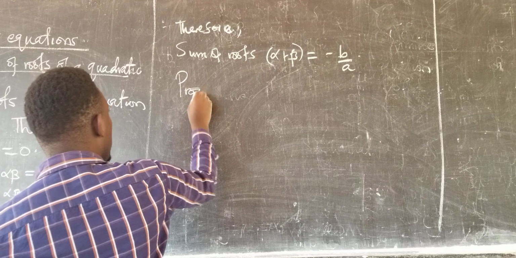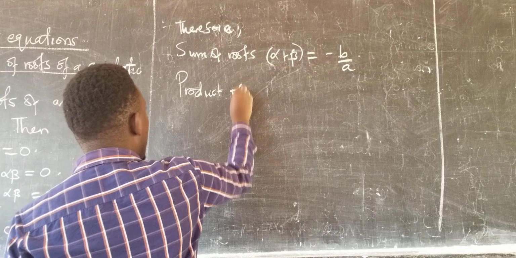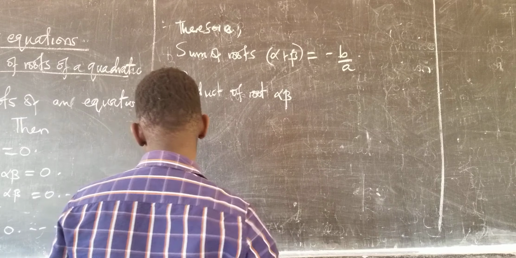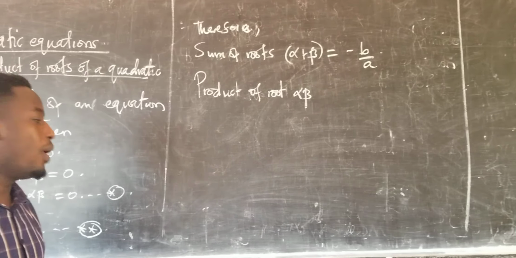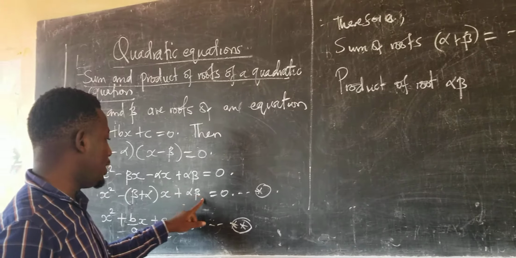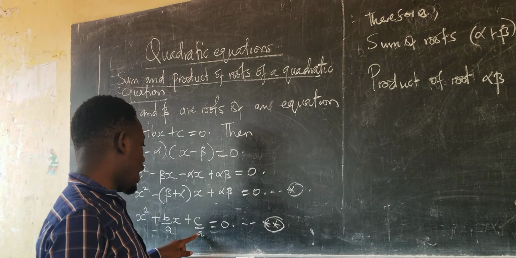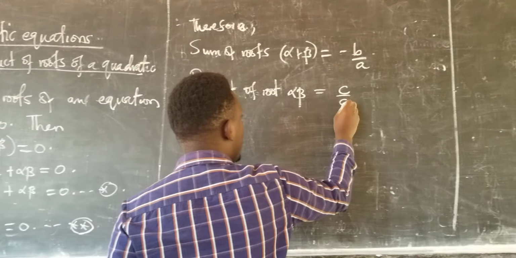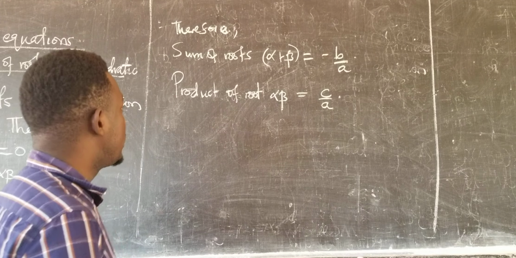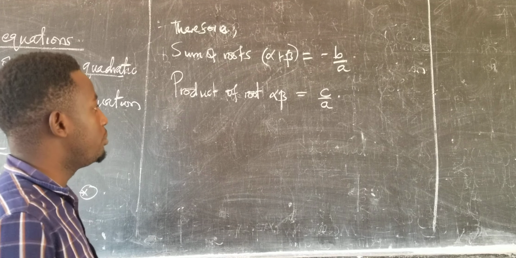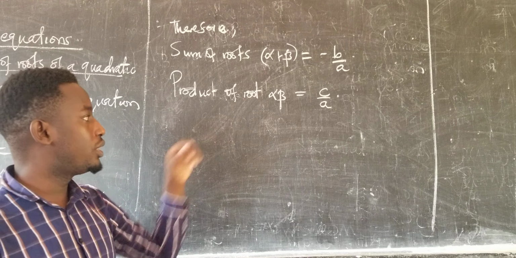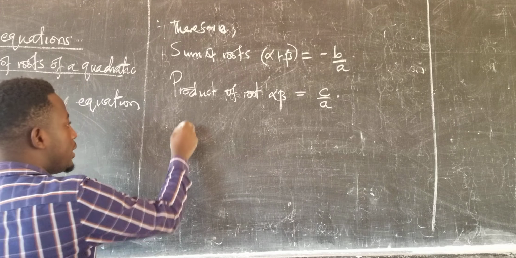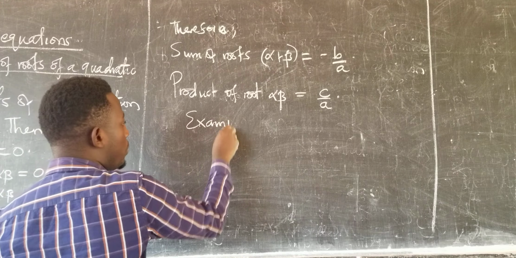And if you are going to look at the product of our roots, that is alpha and beta, it can also be deduced from our comparison. Alpha beta is compared to c out of a. So we can say the sum of roots is minus b out of a, and the product of roots is actually c out of a. Now we want to look at examples.